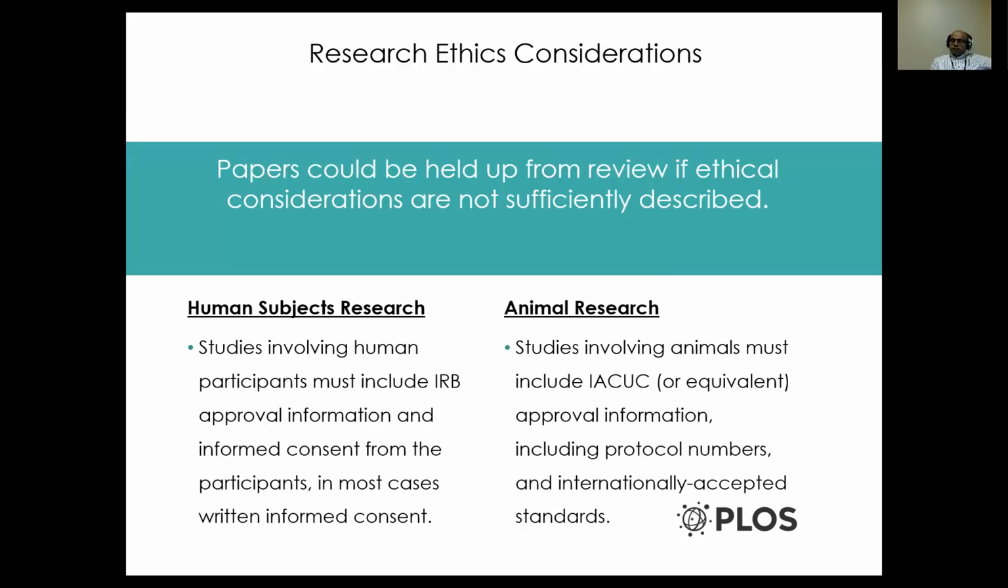Papers can be held up for review if ethical considerations aren't sufficiently described. Studies involving human subjects must include the IRB approval information and informed consent from participants, and in most cases it has to be written informed consent. For animal research, you need to have the approval information, including the protocol numbers and the fact that you accepted standards.